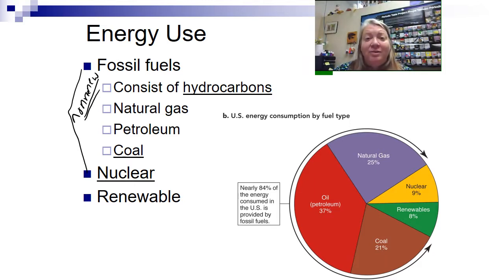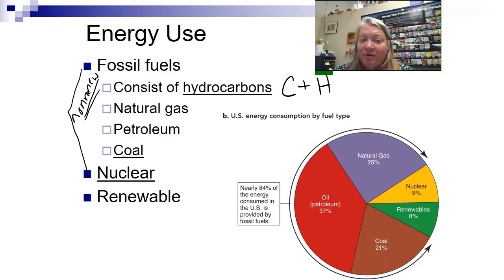So hydrocarbons, if you remember that from one of the earlier chapters, we talked about what a hydrocarbon is. A hydrocarbon just means that you have carbon and hydrogen, just those two elements, in some sort of compound. And that chain of carbons can be different lengths, as we're going to find out. So some examples of fossil fuels include natural gas.